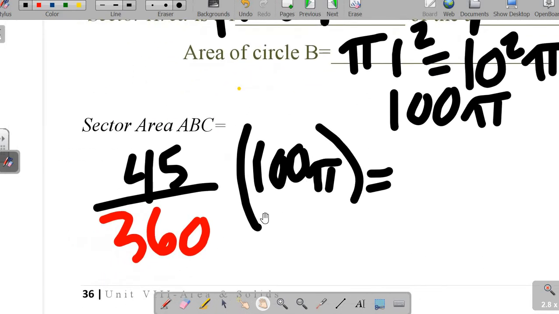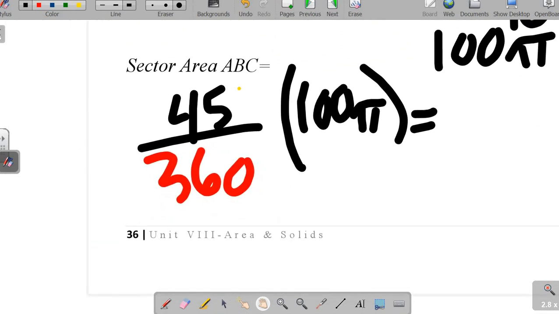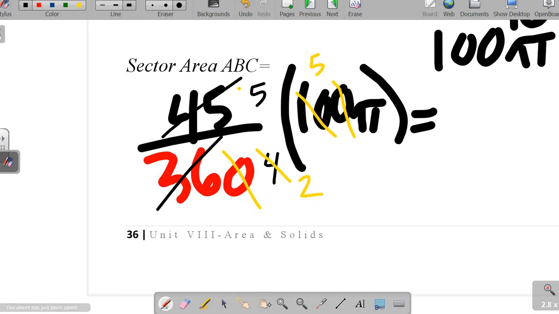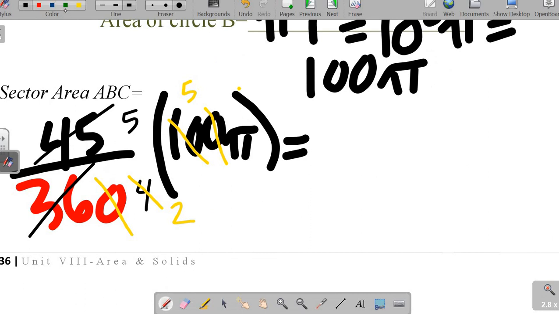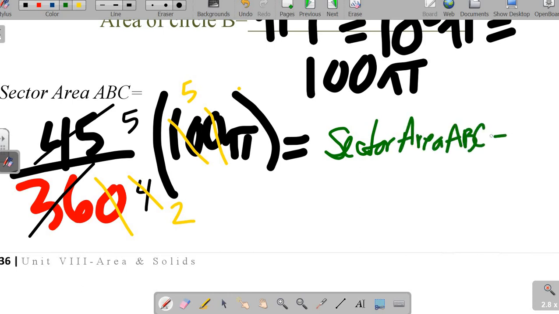Try to get in the habit, as best you can, of hacking away longhand. So I'm going to kill 1 0 and 1 0. I know 9 goes in there 5 times, 9 goes into 36 4 times. I know 2 goes into 10 5 times, 2 goes into 4 twice. Now I'm down. I can't reduce anymore. So final answer here is 5 times 5 for the sector area, ABC, is going to be 25 over 2 pi centimeters squared.